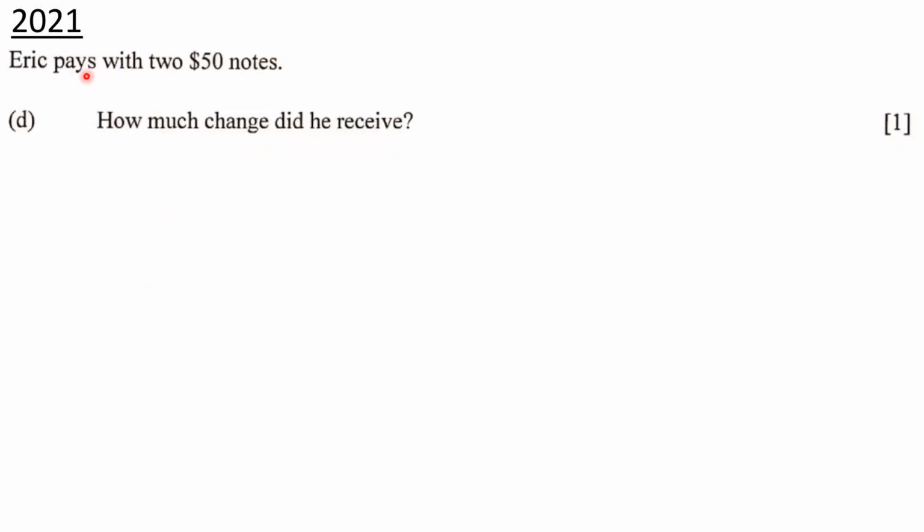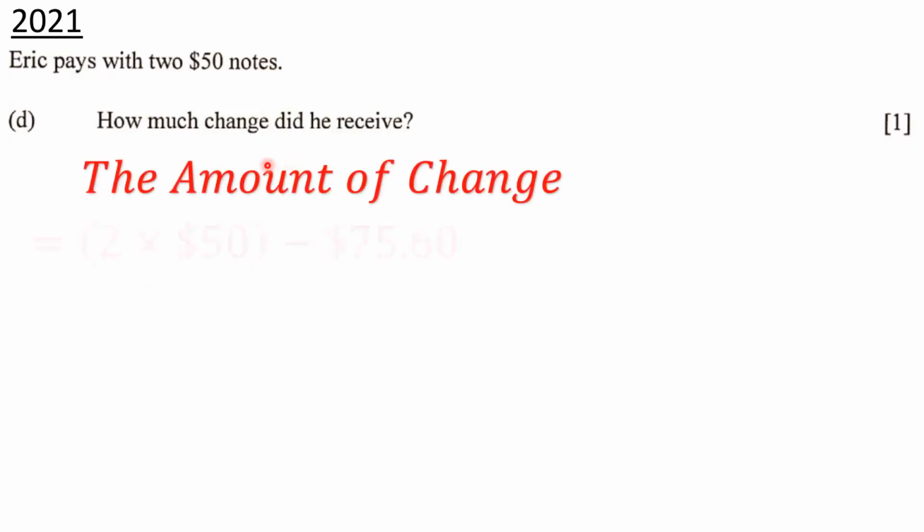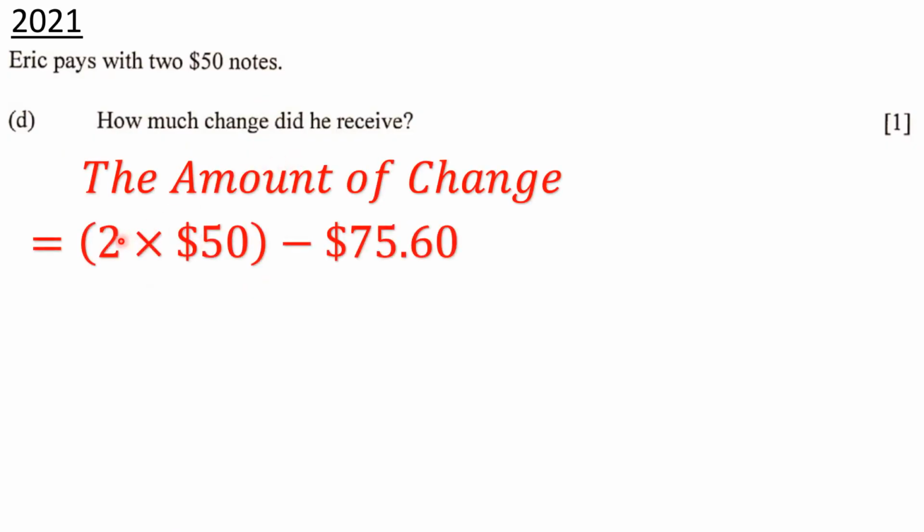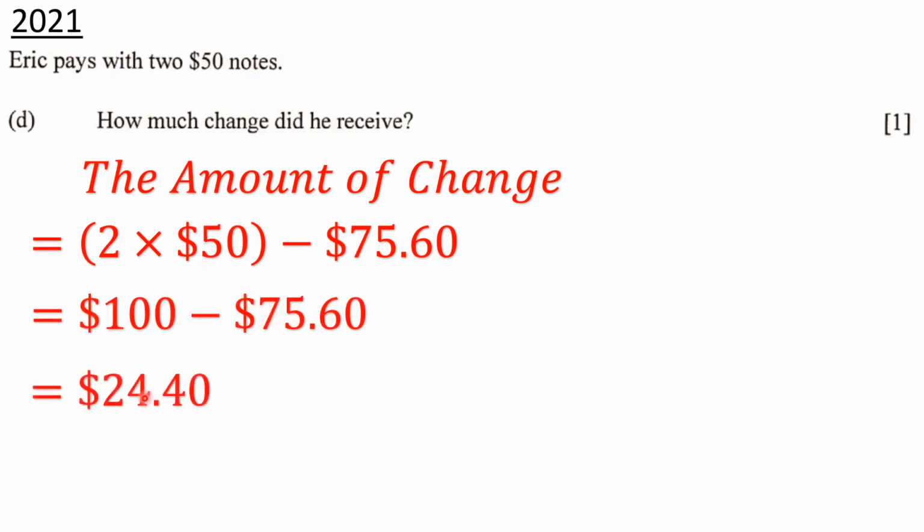How Eric pays: the next question says that Eric pays with two $50 notes. How much change did he receive? To determine how much change he received, we have to subtract. So we have 2 times 50, because that's two $50 notes, minus $75.60. 2 times 50 is definitely 100, minus $75.60, and we subtract these two, and we get $24.40. And that's going to be the amount of change that he received.